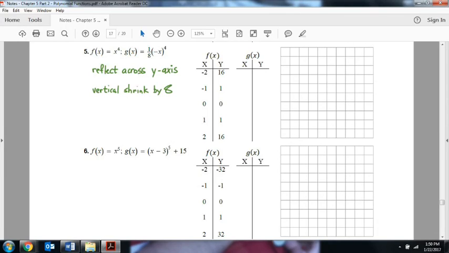So here we go. We have to flip the signs of all the x's, so multiply them all by negative 1. So this becomes a positive 2, a positive 1, a 0, a negative 1, a negative 2. And we have to divide all the y's by 8. So 16 divided by 8 is 2. 1 divided by 8 is 1/8. 0 divided by 8 is still 0. That's still a 1/8. And then 16 divided by 8 is, again, 2. So 1/8. Yeah, we're going to have fun with that one.